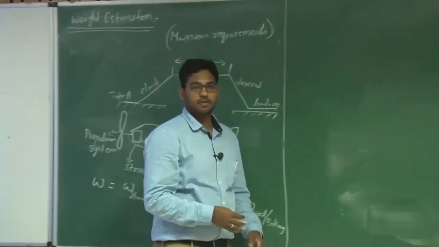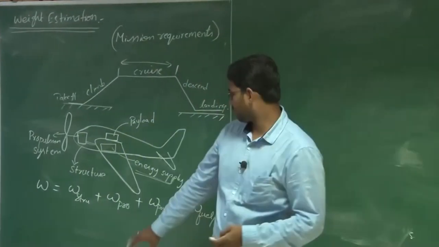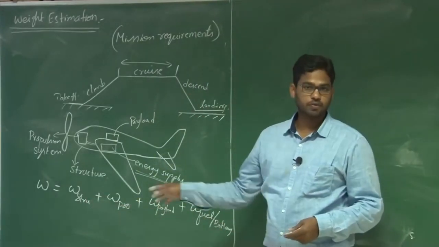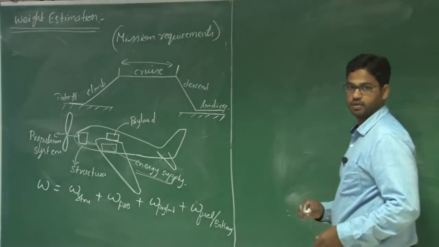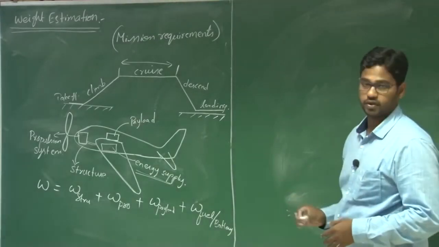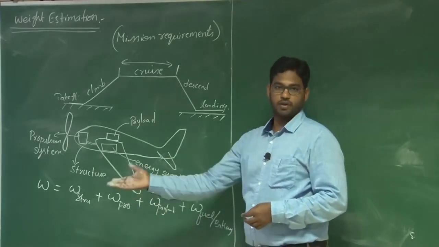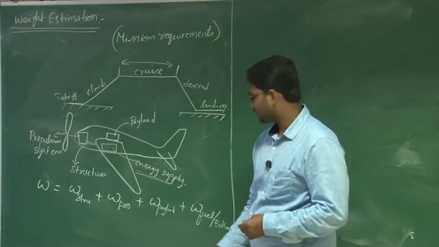Now, how to start with the weight estimation, right? So we broadly understood that these are the major components that contribute towards the total weight of the system, right? How to start with this? How to start estimating these weights? If I know the individual components, then I'll get to know what is the total weight. That's the whole idea, right?